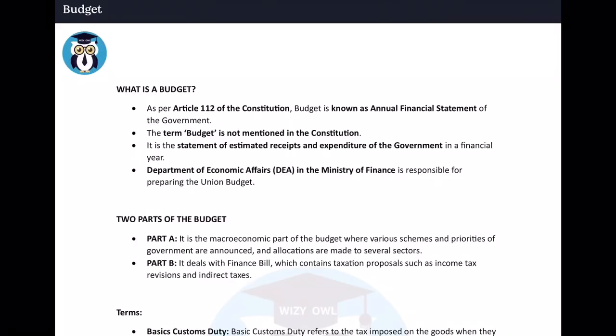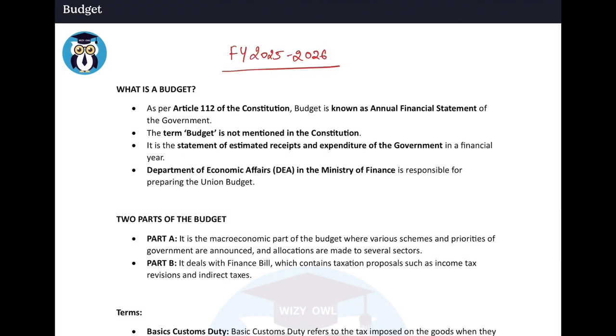We are here for a quick discussion on budget. As we all know, the budget was presented on 1st of Feb by the Union Finance Minister for the financial year 2025-2026. It was presented under Article 112 of the Indian Constitution. Interestingly, the term budget is not mentioned in the Constitution. So what is mentioned? The words "annual financial statement" are mentioned.